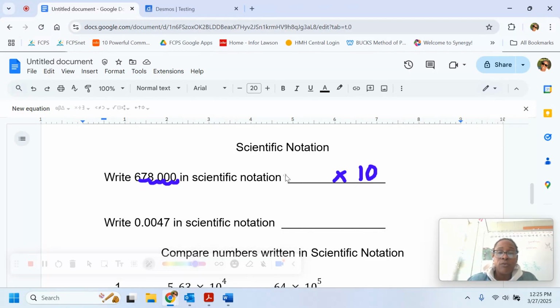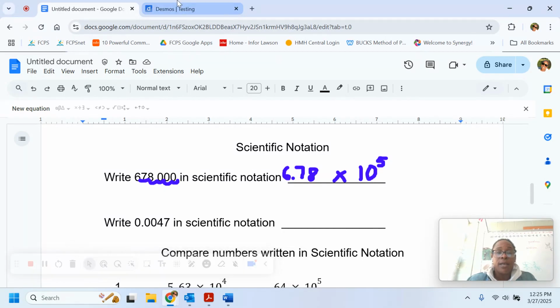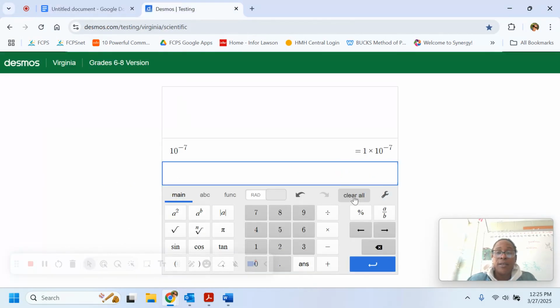So now we could write this number as 6.78 times 10 to the 5th power, because that's how many times we moved the decimal. If I wanted to check myself, I could go into Desmos and type 6.78 times 10 to the 5th power. Do you see that those numbers match? All right, so that's one way to check yourself.